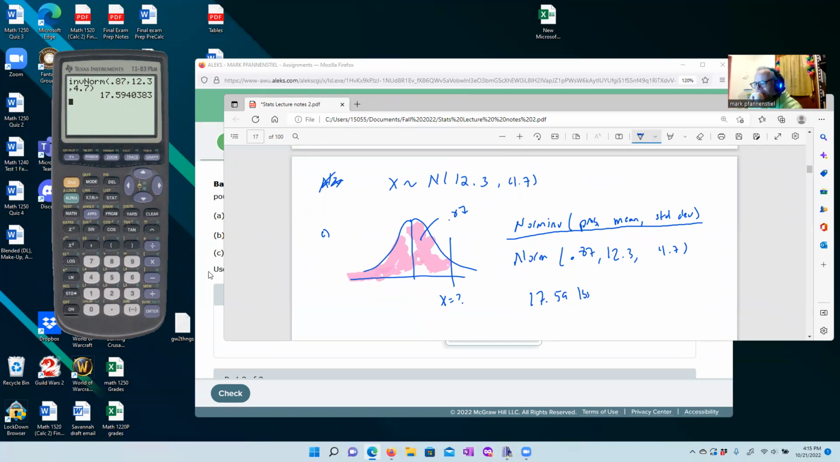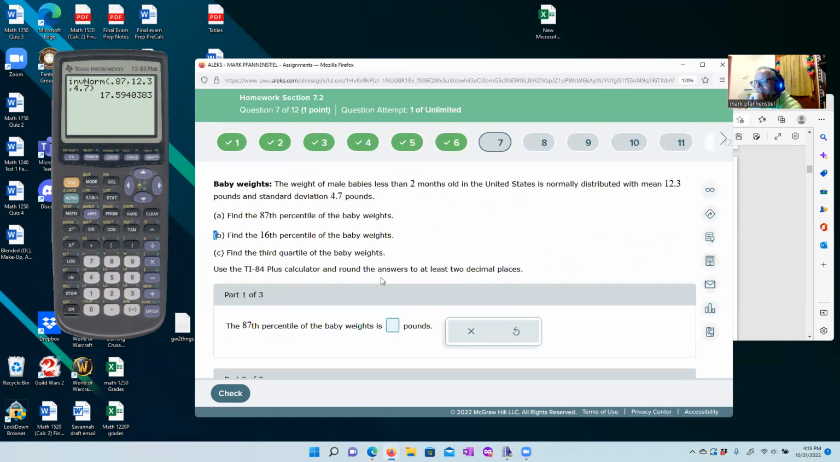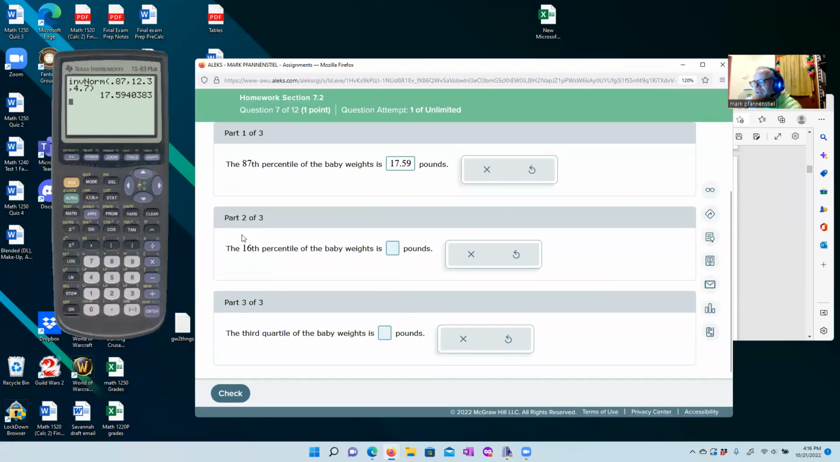That's the weight of the baby that is going to be in the 87th percentile. Okay, so we might look at this and say, well, let's check that. That's going to be 17.59. How many decimal places did they want? At least 2 decimal places. We'll say 17.59 and go with that. Okay, so we'll check. Oh, please fill in all the empty boxes. We have to fill in everything here.